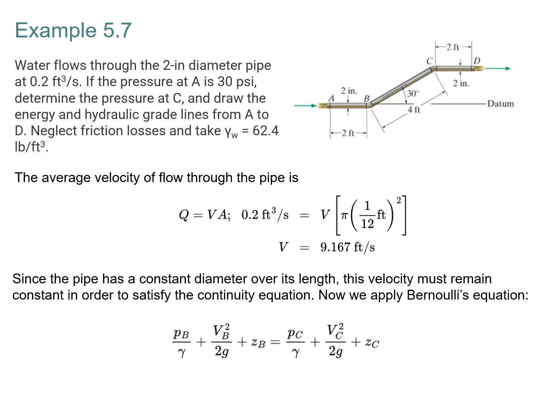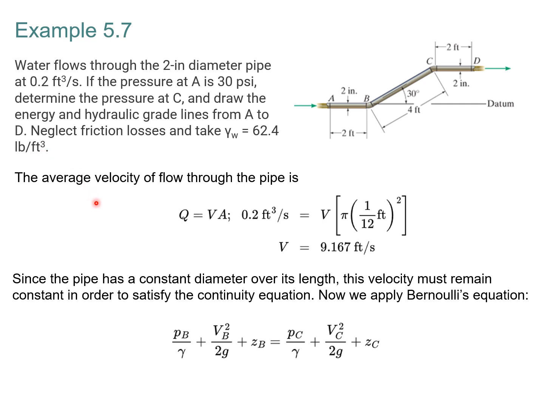So let's take a look at example 5.7. So here we have water flowing through a 2-inch diameter pipe at 0.2 cubic feet per second. If the pressure at point A is 30 psi, determine the pressure at C and draw the energy and hydraulic grade lines from A to D. Neglect friction losses and take gamma to be 62.4 pounds per cubic foot.